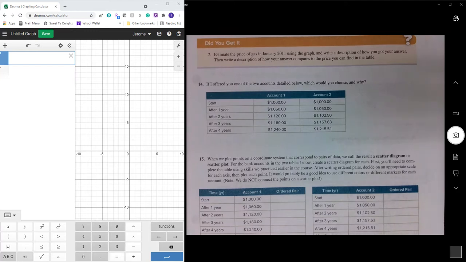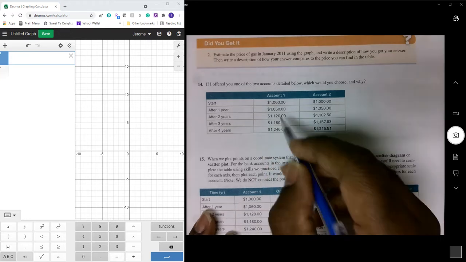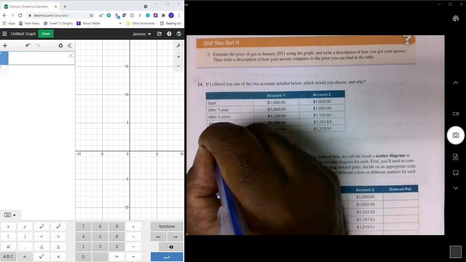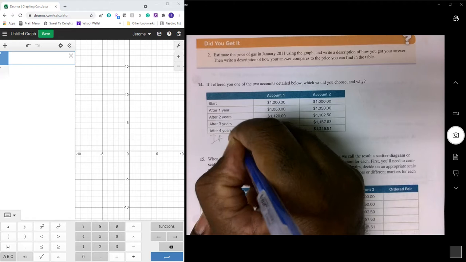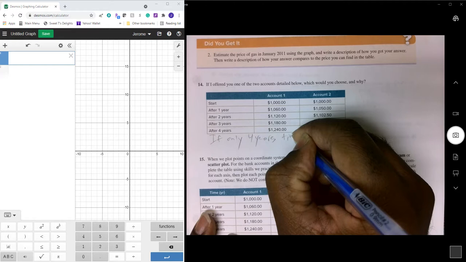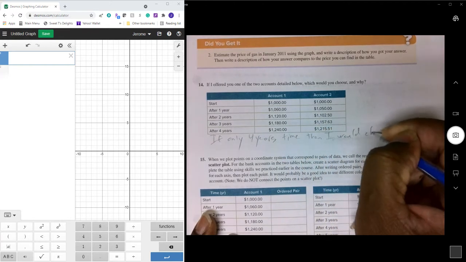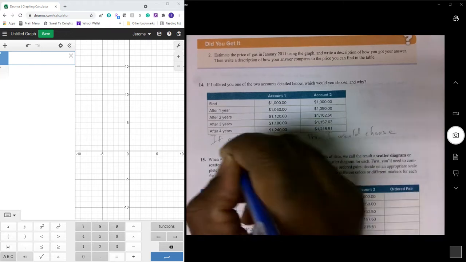Okay, now page 146. It says, if I offered you one of two accounts detailed below, which would you choose and why? Okay, now for me, it would just depend. If it was just 4 years, I would choose account one. So I would say if only 4 years time, then I would choose account one.